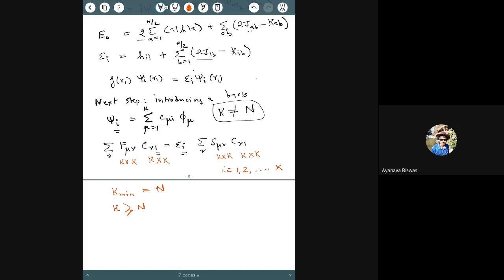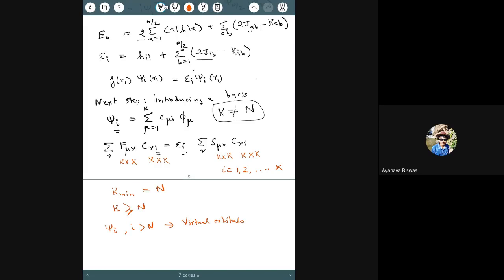But when k is greater than n, then the number of solutions that I get are also more than n. And then many of these solution orbitals will not be in my ground state determinant that I make. So they will not be a part of psi 0. But what are they? So all the psi i for i greater than n are called virtual orbitals. So they are the empty orbitals.